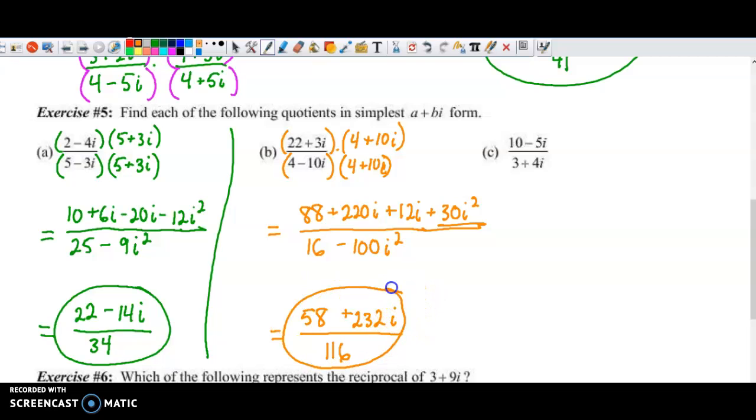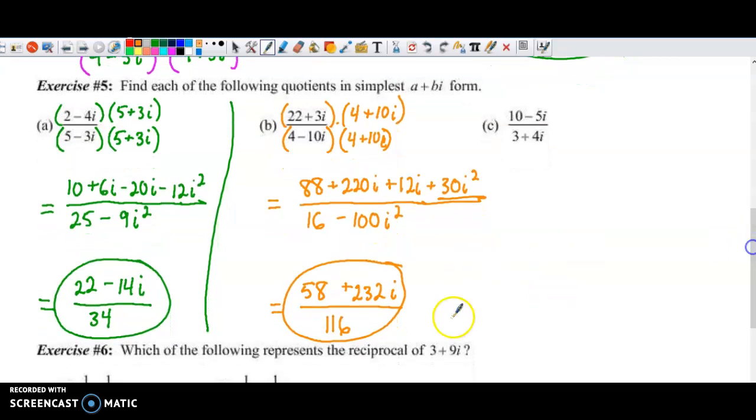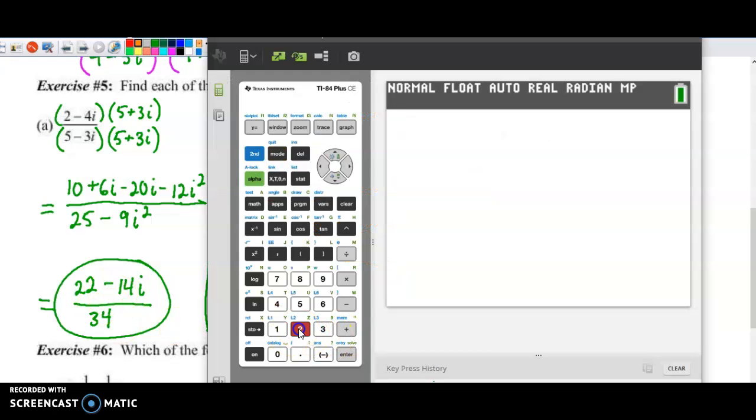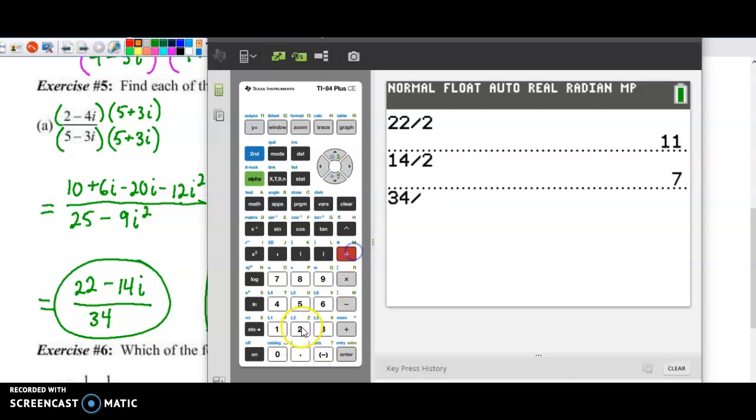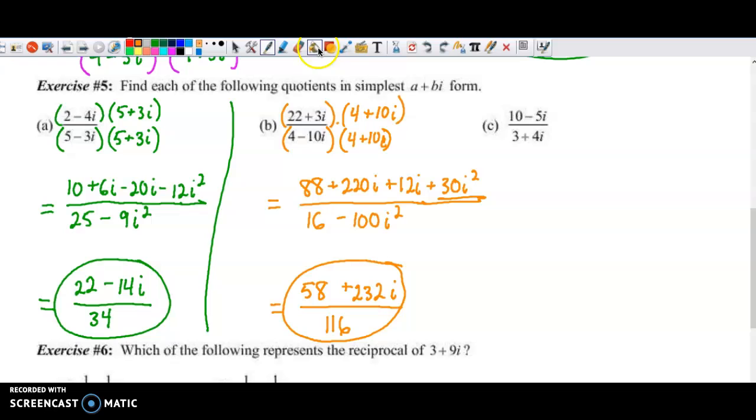Now, kind of a heads up, and I haven't been doing it yet, is if all these numbers are divisible by the same thing, they do want you to reduce. So it might be useful to use a calculator. Like starting with my green one, you could actually divide each piece by 2. So if I follow that, my answer would be equal to, if you divide every piece by 2, 11 minus 7i over 17.